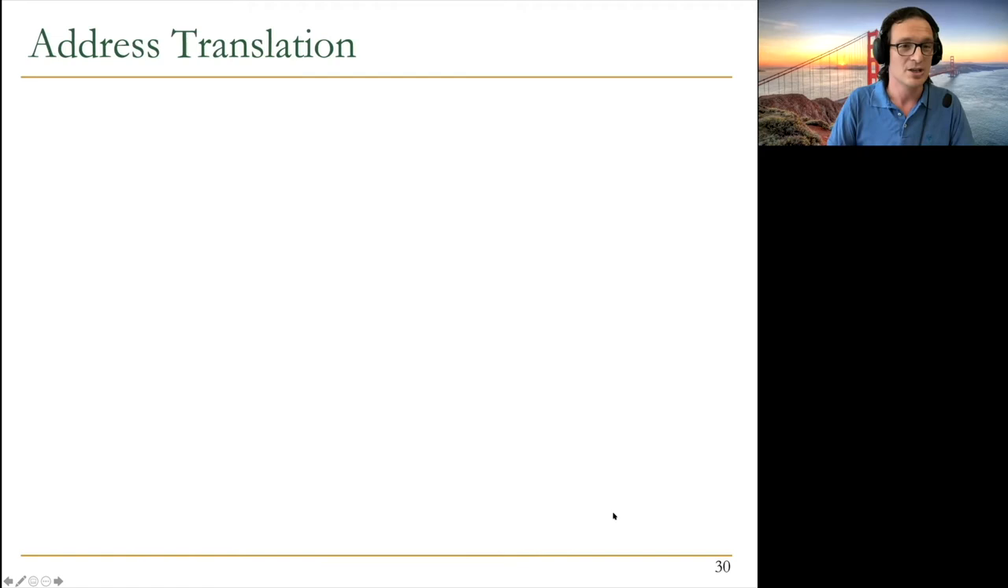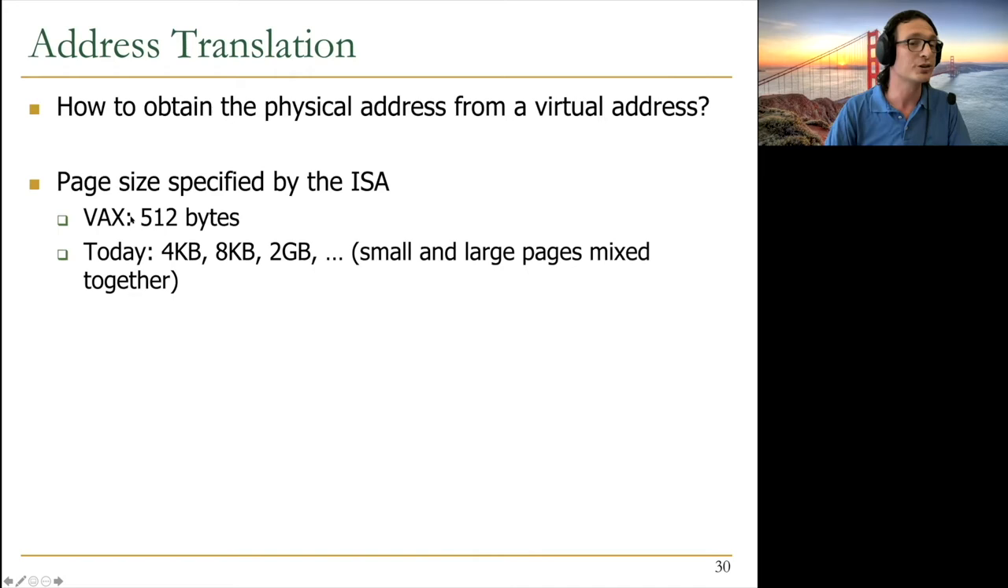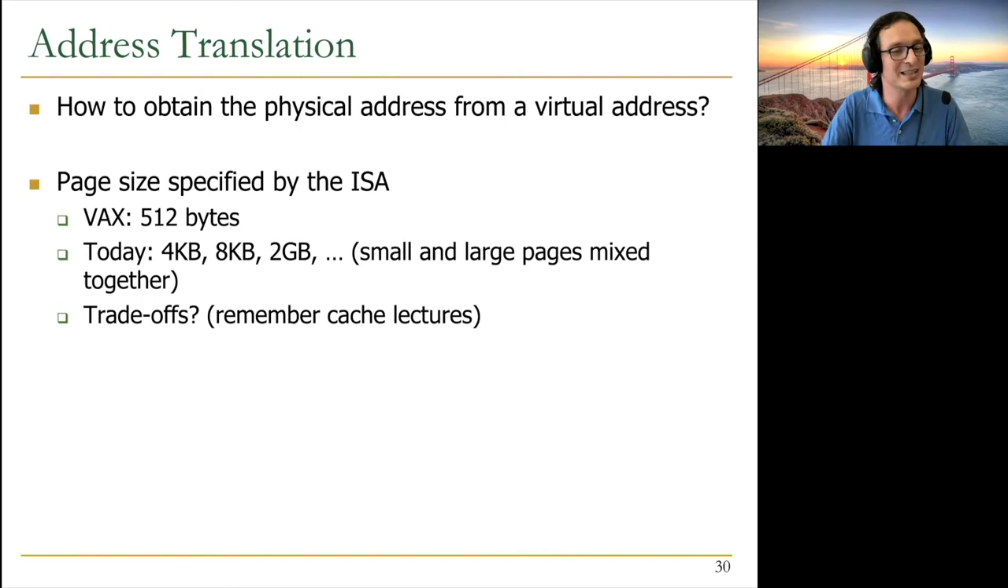So address translation, we've already discussed this. Basically, page size is specified by the ISA. In old times, the page sizes were smaller. Now page sizes are bigger, and there is a push for having multiple page sizes, small and large pages. Clearly, there are trade-offs here. I've discussed that in multiple lectures, so I'm not going to discuss it right now. And we've already defined all of these terms.